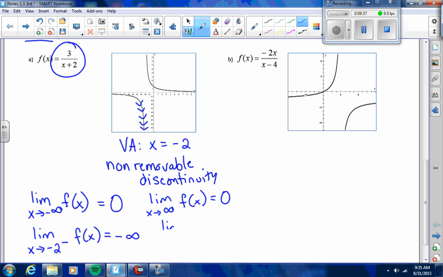Now we need to approach -2 coming from the right. So the limit as x approaches -2 from the right-hand side, so I'm going to put a little plus sign. Now I need to approach -2 from the right-hand side, or from the positives. So now I'm coming into it this direction. And as I approach -2 from this direction, where's the function going? Positive infinity.